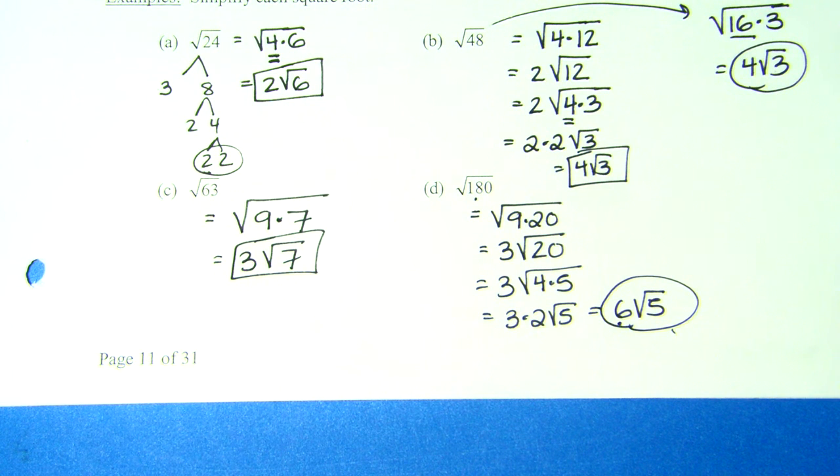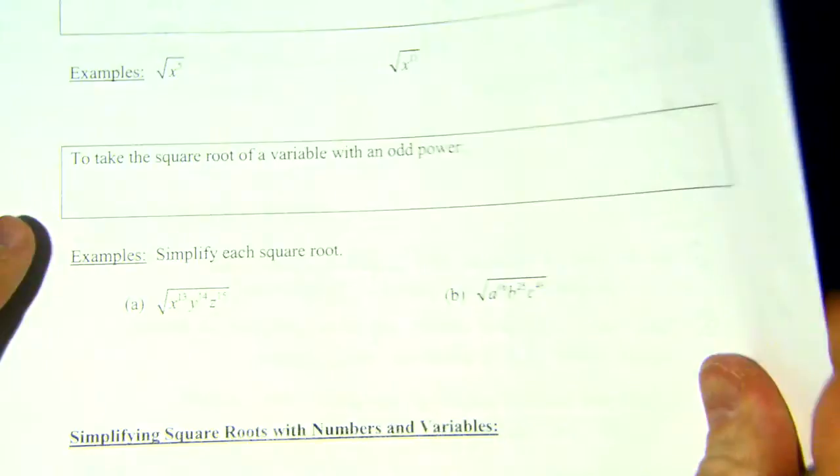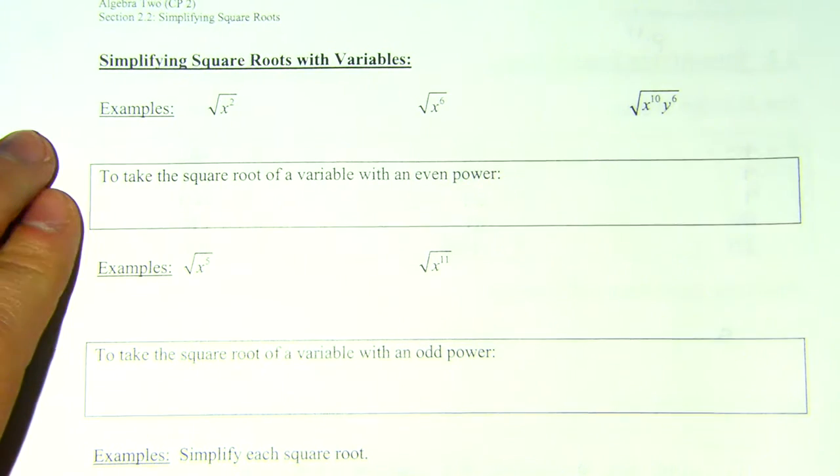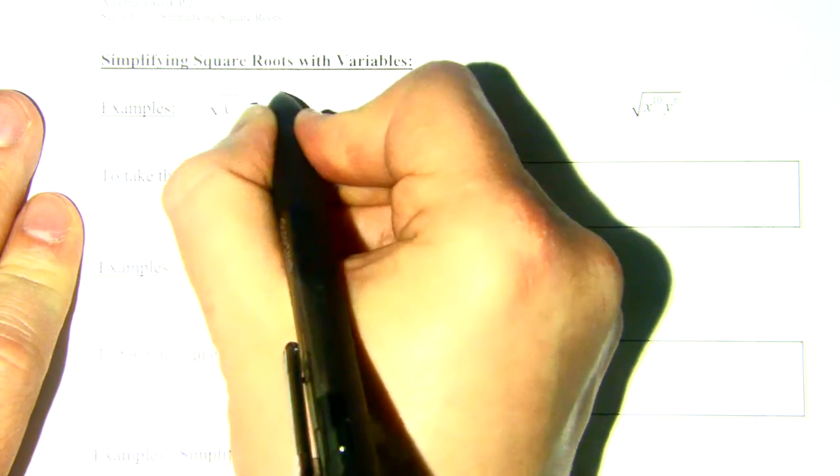So this is how we simplify square roots of numbers. I actually think it's easier to try to simplify square roots with variables. Next page. Square root of x squared is like asking what squared gives you x squared. Don't think too hard. Square root of x squared, just x.